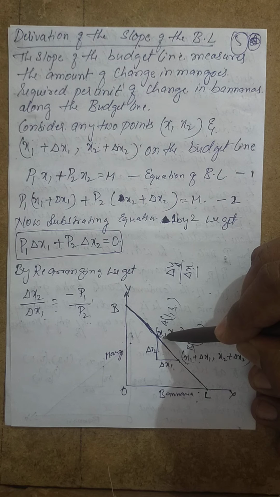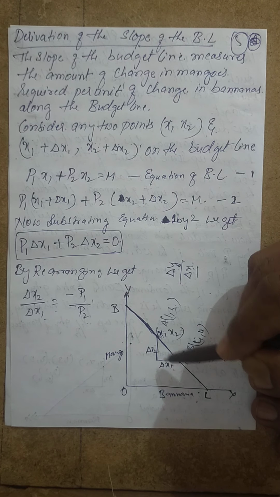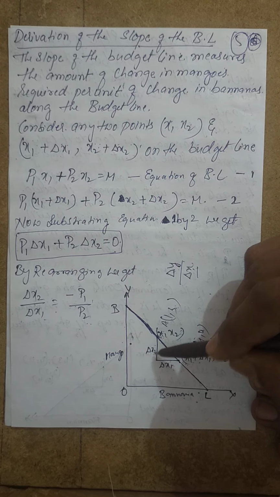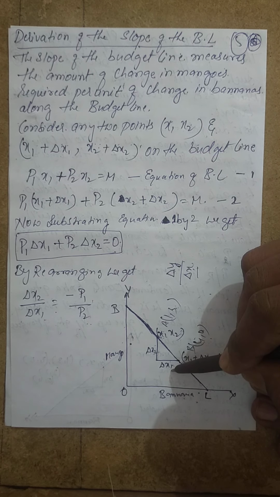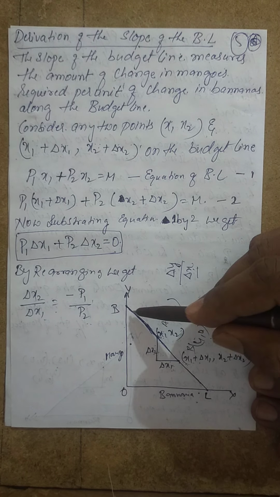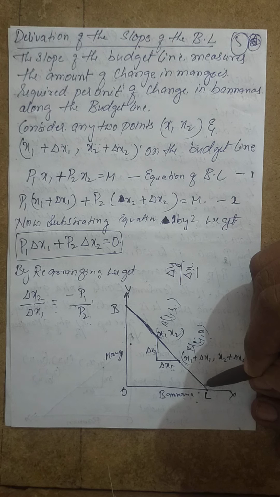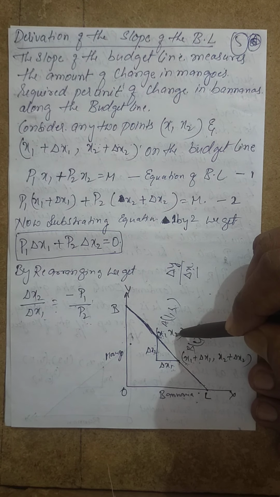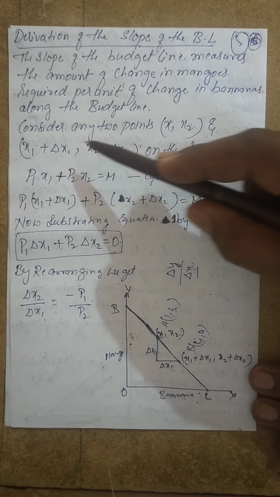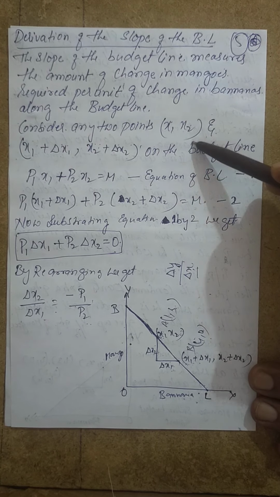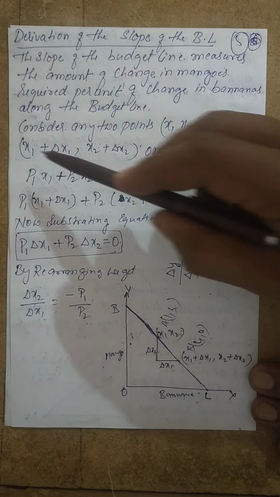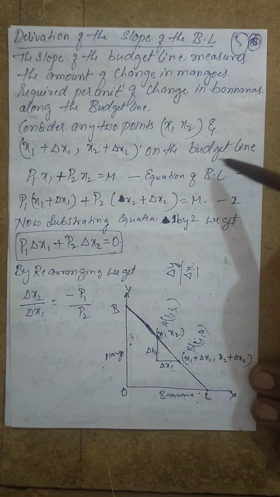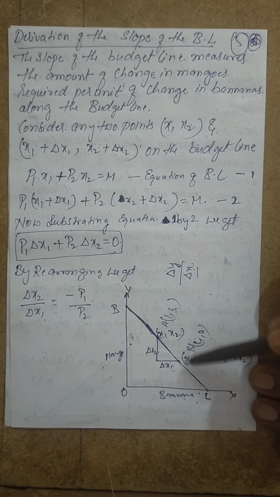This was the original, okay, this is the change. So whatever the original is, you can see here on the budget line. Whatever the change is, that can also be seen on the budget line itself, okay. So considering any 2 points x1, x2, and delta x1 with respect to x1 and delta x2 with respect to x2 on the budget line, you can observe, okay.